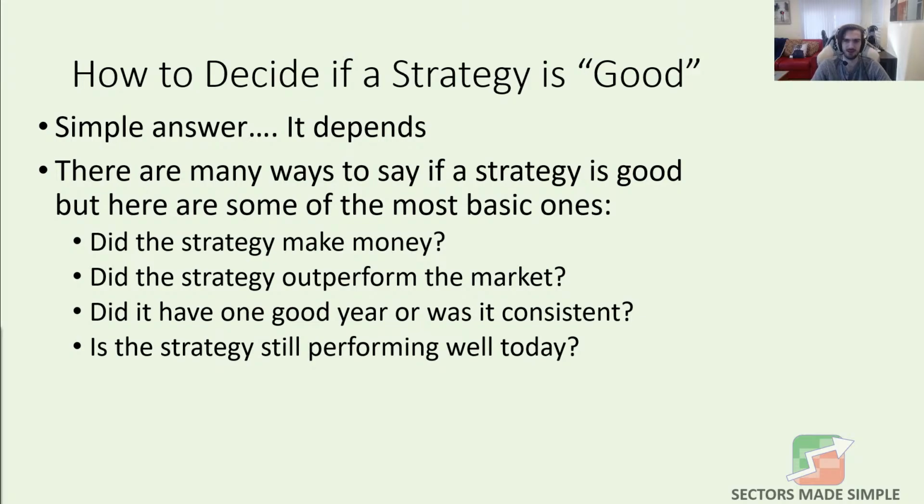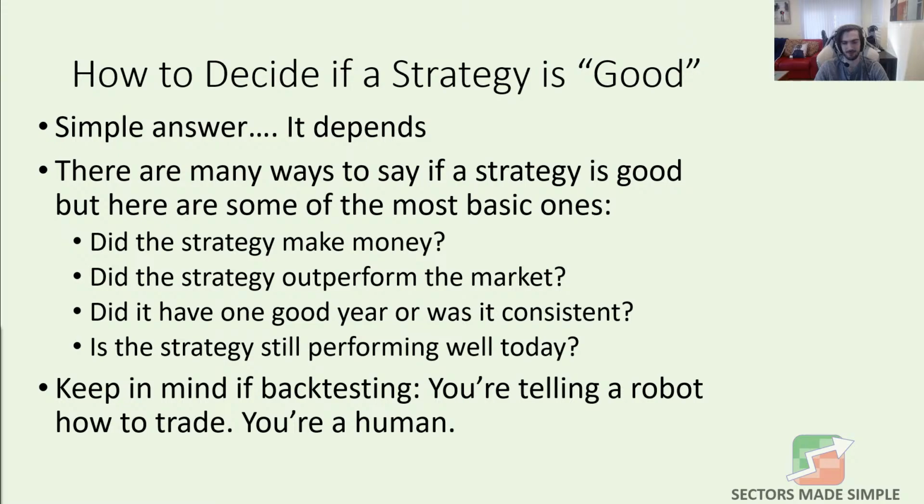And the last thing is not so much a question, but is something to keep in mind. If you're backtesting, you're creating a robot, and you're teaching that robot how to trade. But you're a human. You are smart and can think. You can look at two opportunities. And instead of just saying, I can only take one or the other because I am a robot, you can say, you know what? They're both great options. Why don't I buy both?